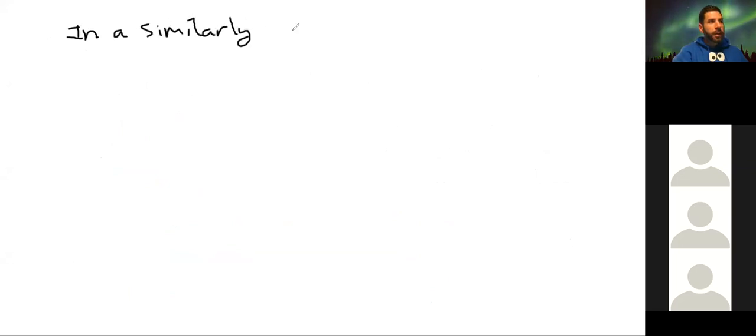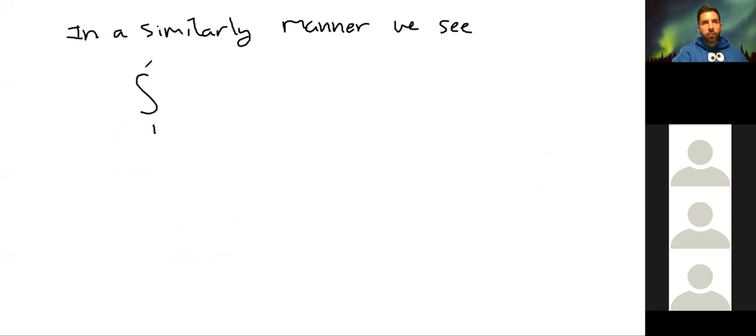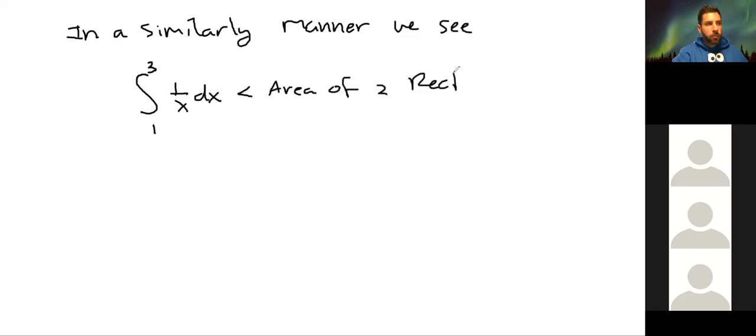so in a similar manner, what do we see? We see the integral from 1 to 2, and then the integral from 2 to 3. So if we take 2 rectangles, we get that the integral from 1 to 3 of 1 over x dx is less than the area of 2 rectangles. So what are those 2 rectangles? The first one has area 1. The second one has area half.